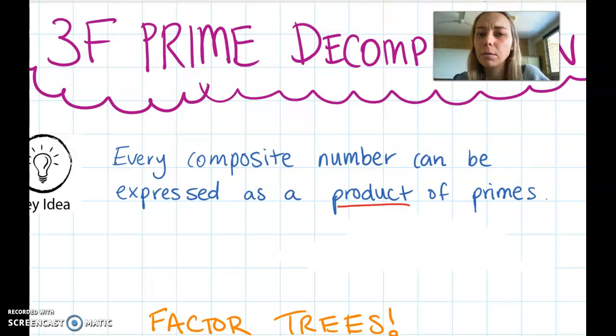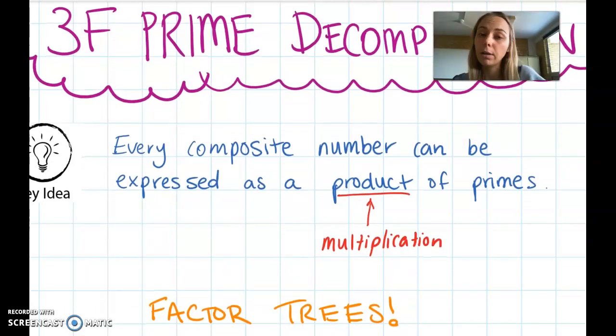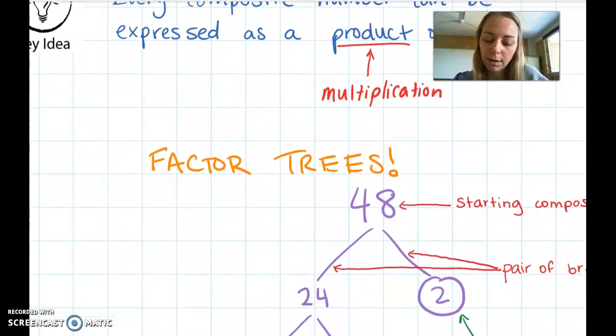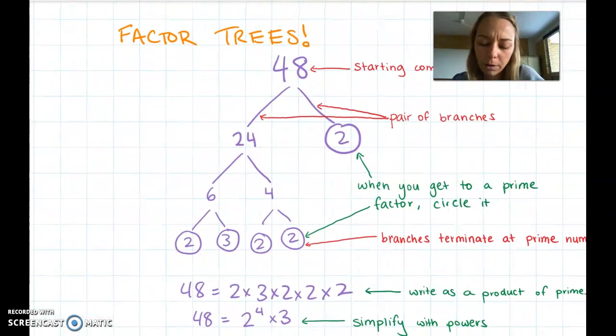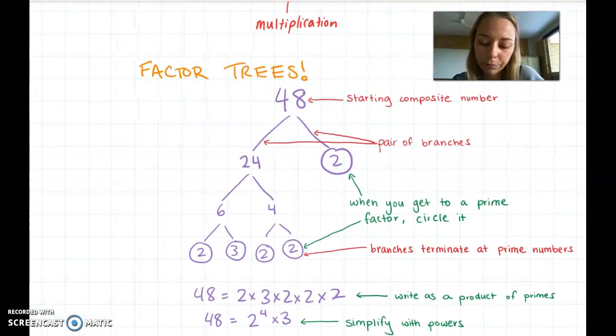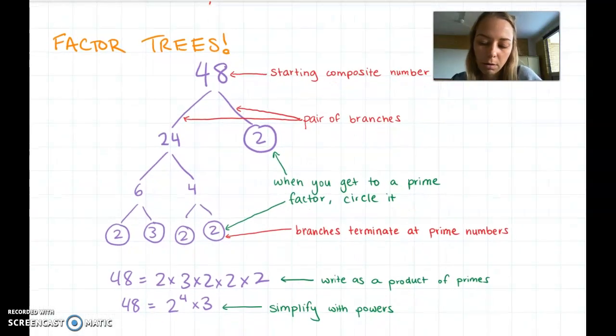Now, product is a buzzword for us. What does that product word mean? Hopefully you remember that it means multiplication. So what that means and what it looks like is we are going to start with a number. This whole idea is called factor trees, and hopefully you've seen something like this before. So I'm going to put up the whole example here, and you can have a look and see if you can figure out how to do it.